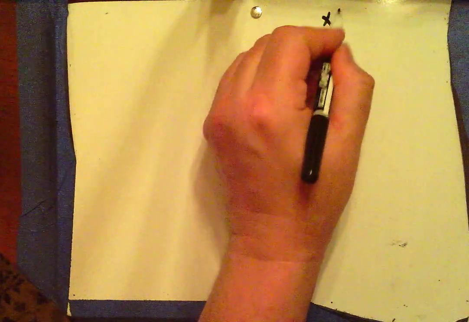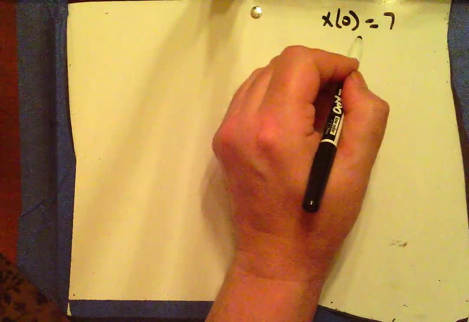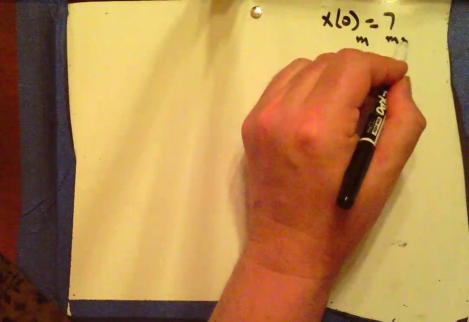Let's take a look at problem 4. Velocity of a particle is modeled by a differentiable function v, where the position is measured in meters and time is in seconds. We know position at 0 is 7, and these are meters and seconds. Okay.